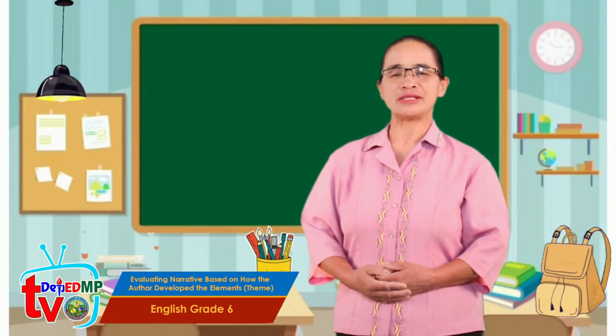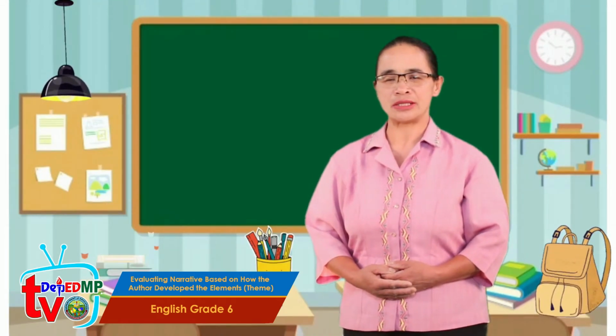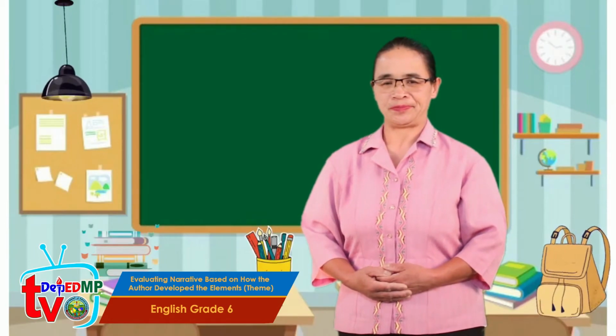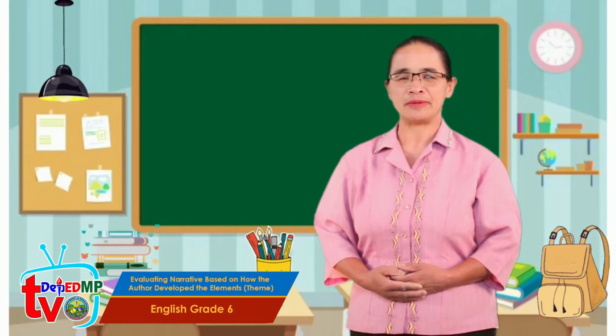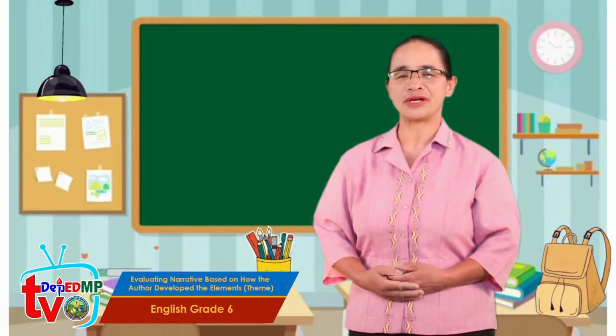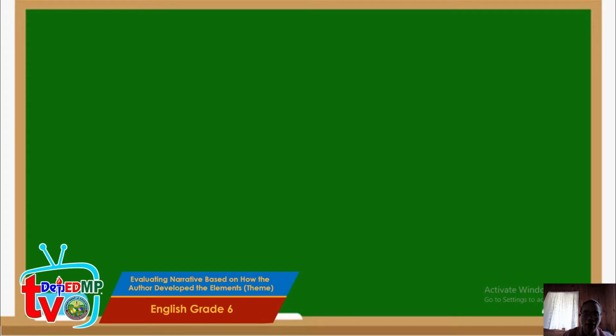With the different exercises that you have done, I hope you were able to understand what we call theme. Let's now sum up what we have learned today by completing the thought of the given sentences with the appropriate words. Choose your answer from the box. Write your answer on your paper. Okay, start.